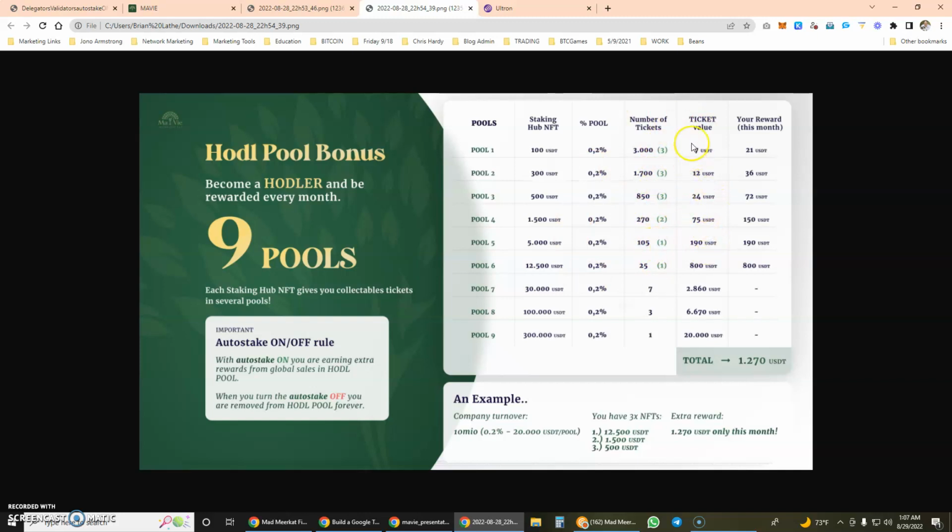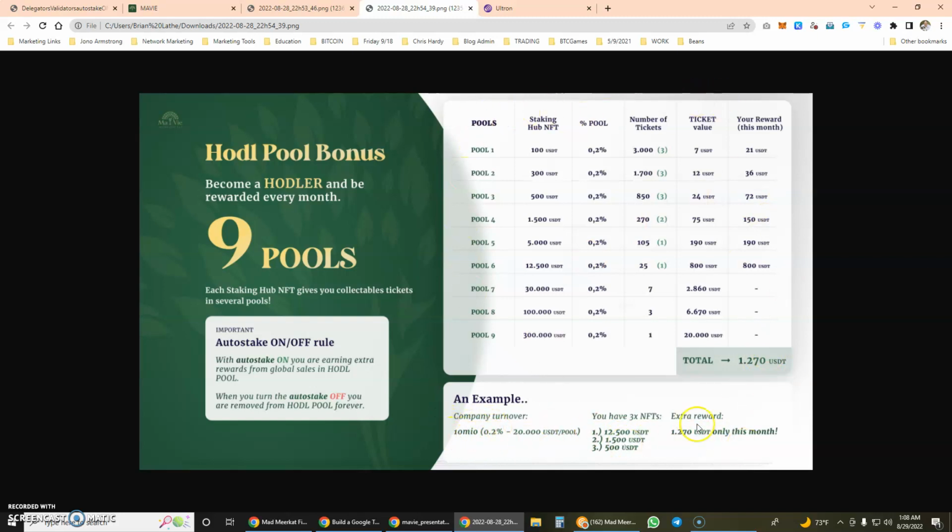Now, the value of the ticket is a summary of all of this money. So you would take, let's say for example, if that ticket value was 24 for that month, you would multiply that by 3 and you would have $72. And then you'd add all this up and you would have 1,270 based on this example where there was $10 million of sales in that month.